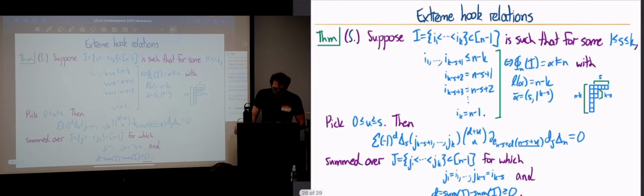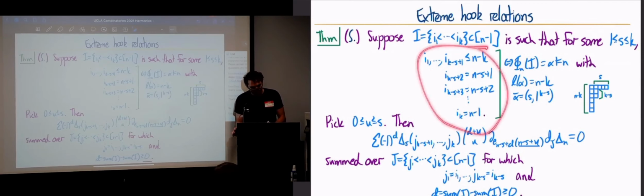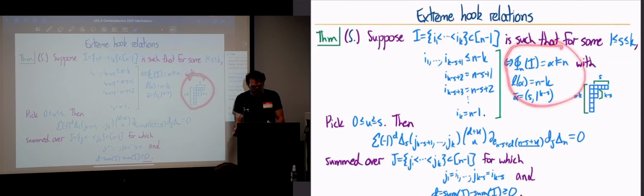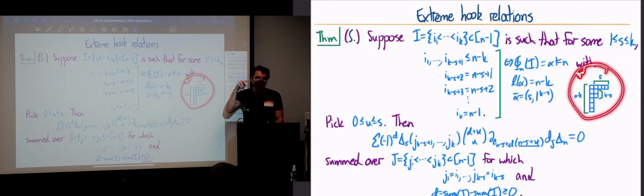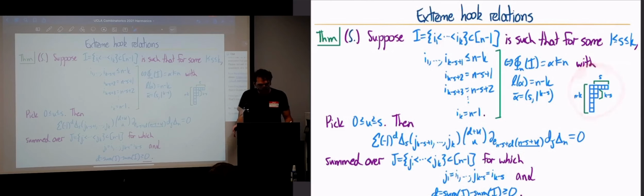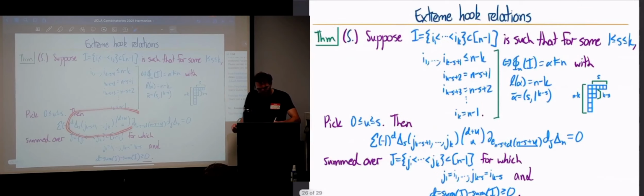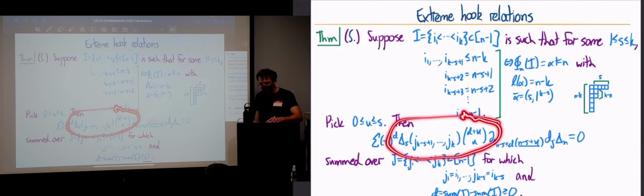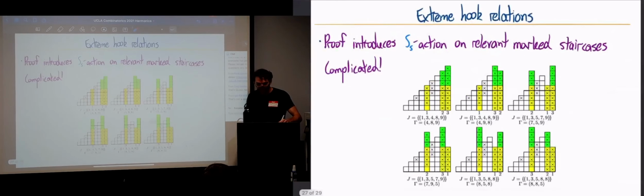Okay, and then in my last 2 minutes, I wanted to mention, on the other extreme, I have more complicated Tanisaki witness relations. I won't actually discuss all of the gory details, but for certain very particular types of shapes that are hooks with a few extra boxes in the second column, I have basically the necessary Tanisaki witness relations for those. So in any case, we have these weird coefficients involving evaluations of Vandermondes. The proof is significantly more complicated, involves an action on marked staircases.